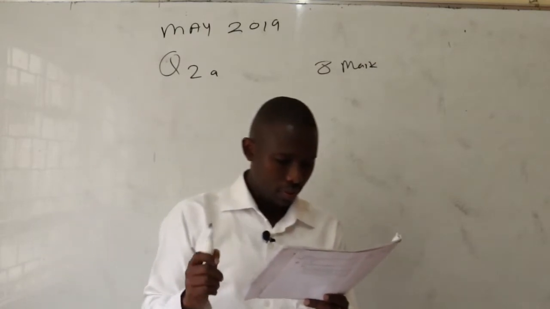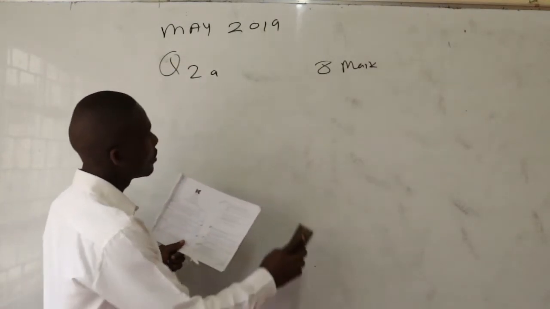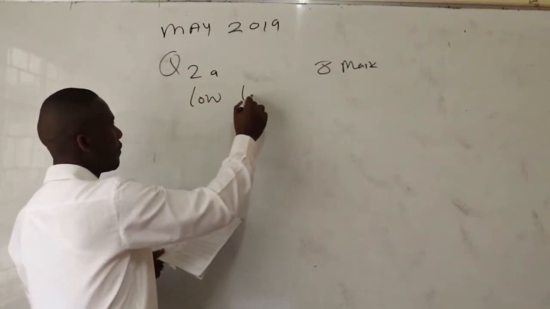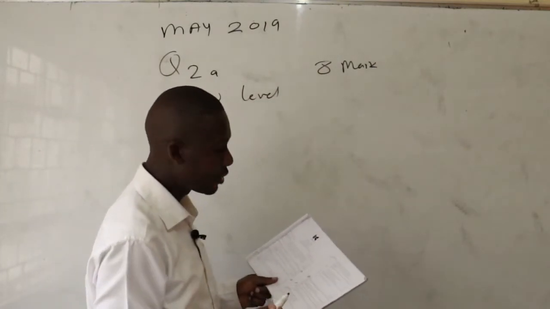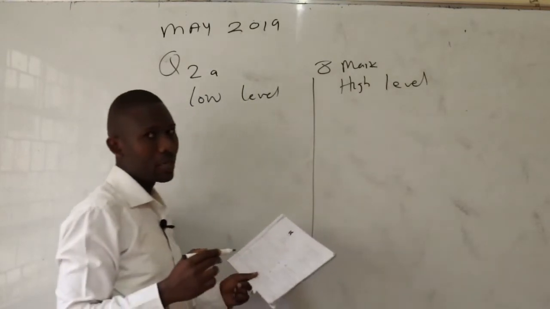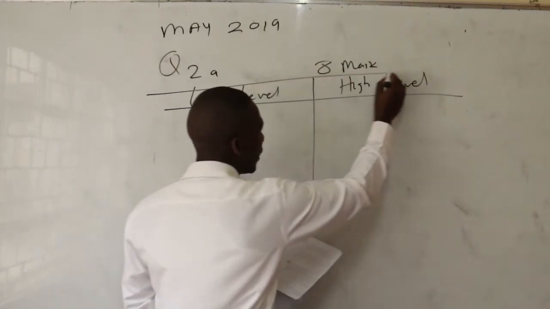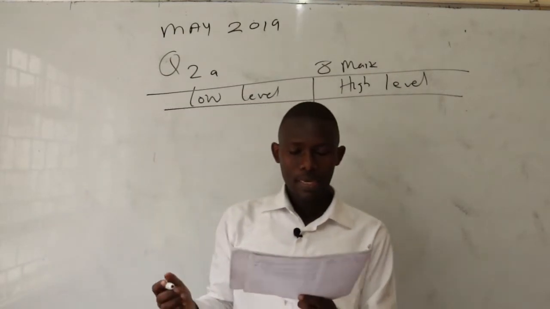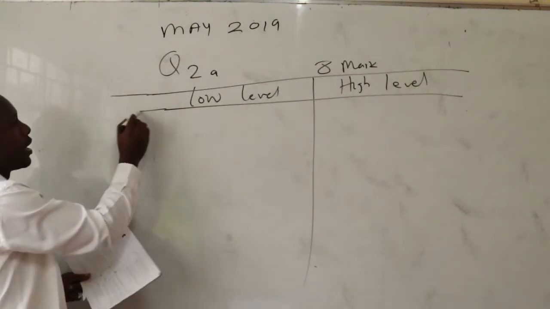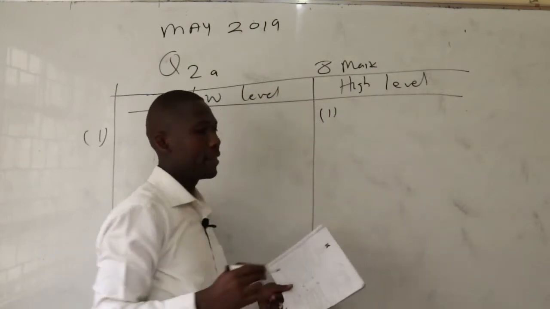So we are supposed to distinguish between low-level and high-level languages. From our previous topic, we stated that low-level languages are referred to as low-level because they are close to machine language, and high-level because they are close to human language. To distinguish these two, the simplest way is to use a table format. We can draw a small table like this, and then state one characteristic of one and the characteristic of the other.